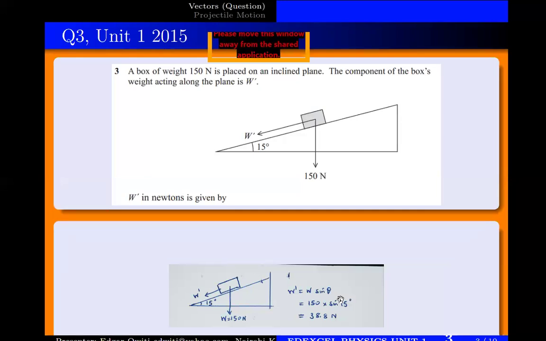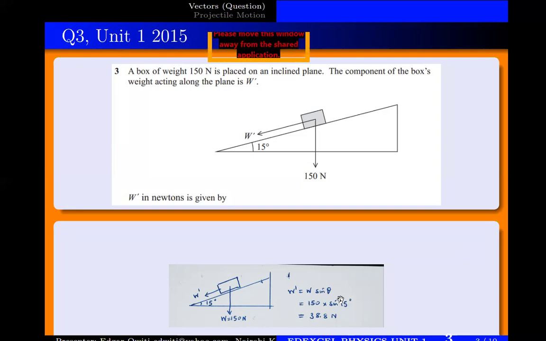The first question here is on vectors, and the question says a box of weight 150 newtons is placed on an inclined plane. The component of the box weight acting along the plane is W prime, and the question is W prime in newtons is given by, then you're supposed to complete. So this is basically a multiple choice question that requires you to have the knowledge of vectors, resolution of vectors.